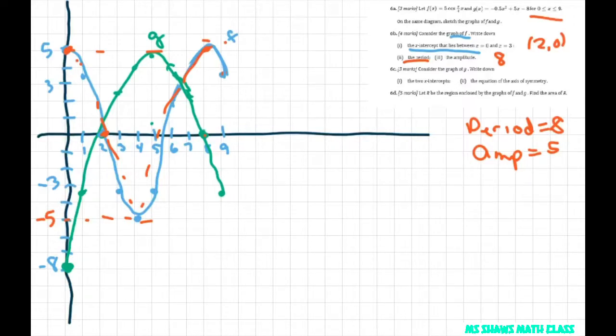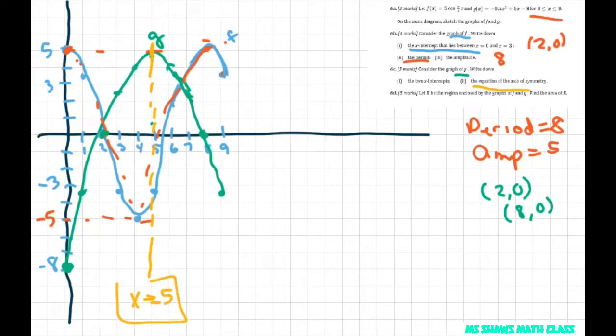And then we have to consider the other graph, g, the two x-intercepts. So here's one. It's the same as our f. So 2, 0. And right here is 8, 0. The equation of the axis of symmetry, that's at this high point of the max. So you write that down, and that will be x equals 5. On an IB exam, they'll count that wrong if you don't put the x, if you just write down 5.